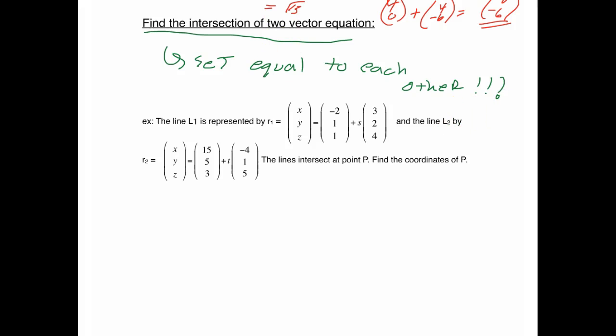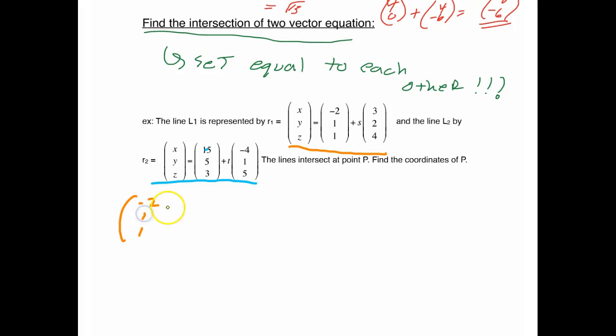So if two things are intersecting, you set them equal to each other, and that's the way you're going to solve them. And the same thing is here for these vectors. So I have this vector equation right here, this R1. I have this vector equation over here, R2. I want to figure out where they intersect, so I'm just going to set them equal to each other. I'm going to set this part of this vector equation equal to that part of that vector equation. So I'm going to get this.